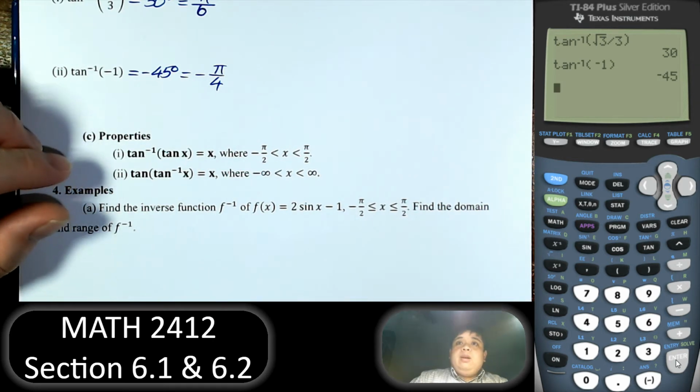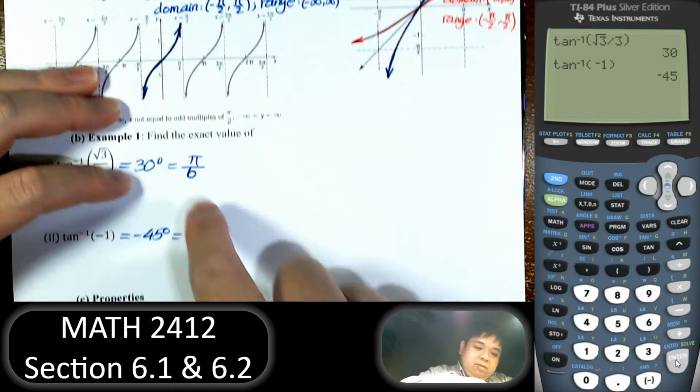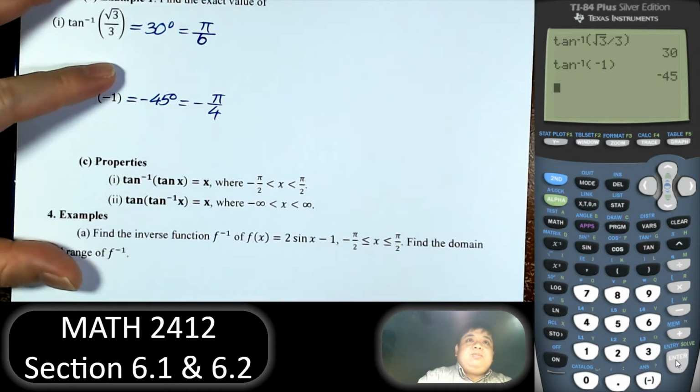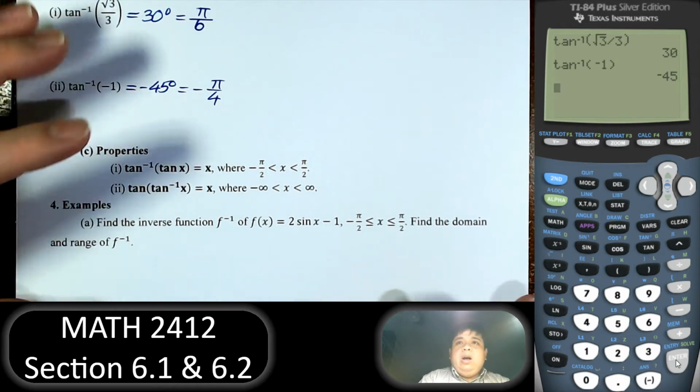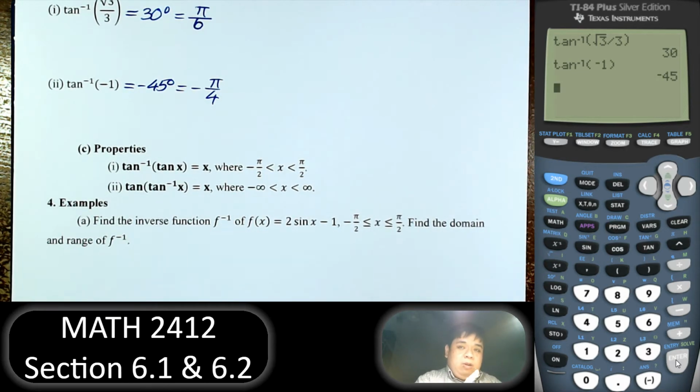I mean, it doesn't matter what the trig function is, the function cancels the inverse if it is defined. The inverse cancels the function if it is in the domain, right? Let me repeat this.